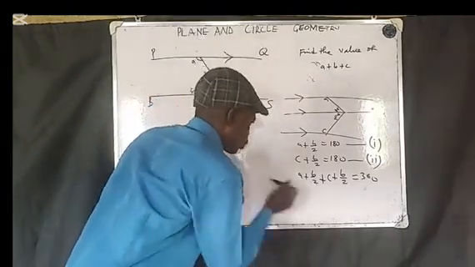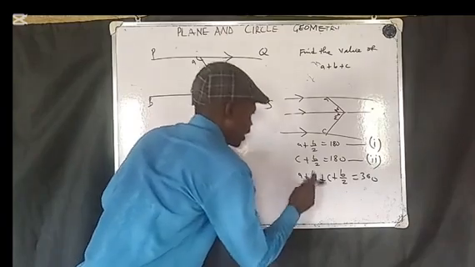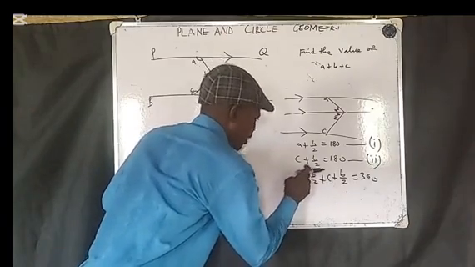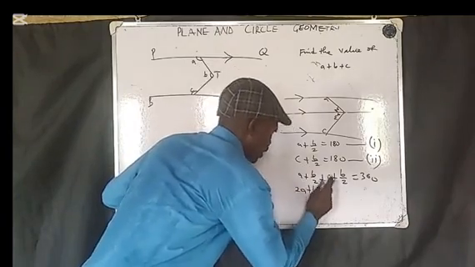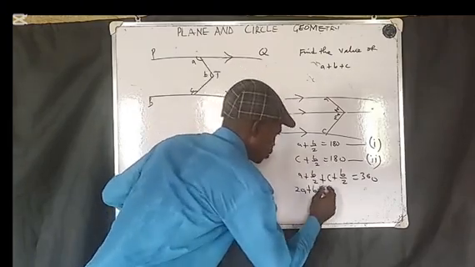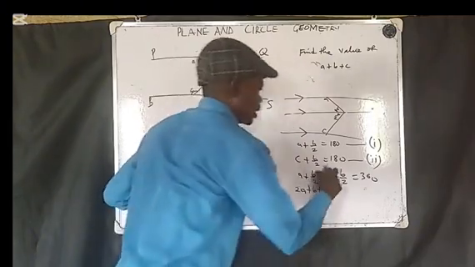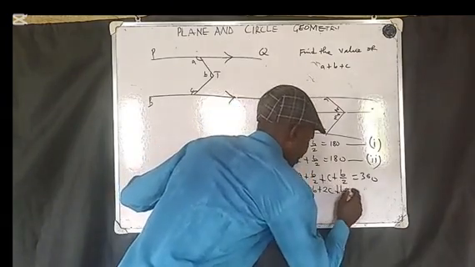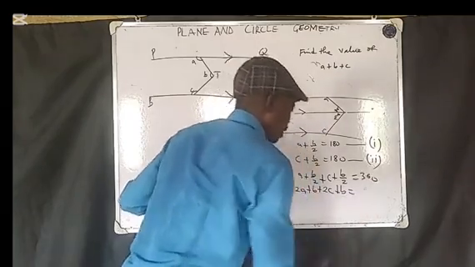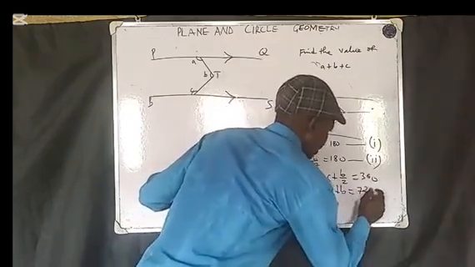A multiplied by 2 will give me 2A. This multiplied by 2, the 2 here will cancel the 2 I'm multiplying with. Then I'll be left with B. C multiplied by 2 will give me 2C. This multiplied by 2, this 2 will cancel the 2. Then I'll be left with B. 360 multiplied by 2 will give me 720.